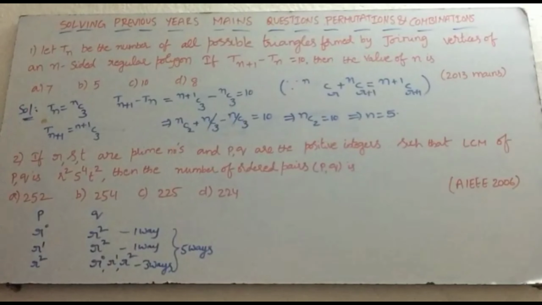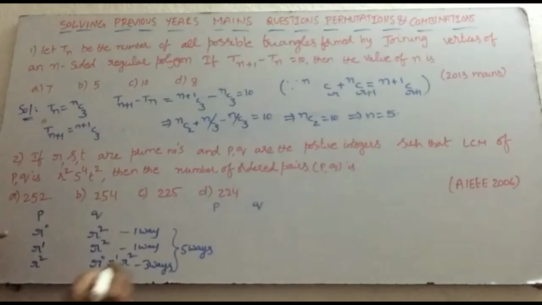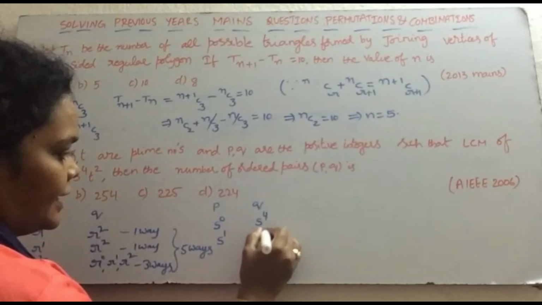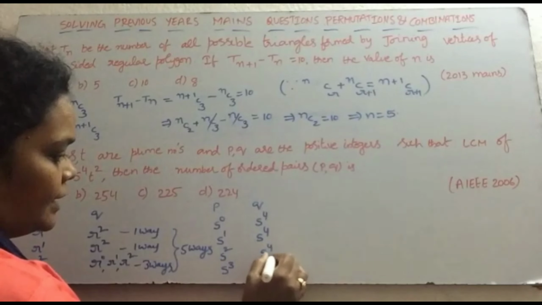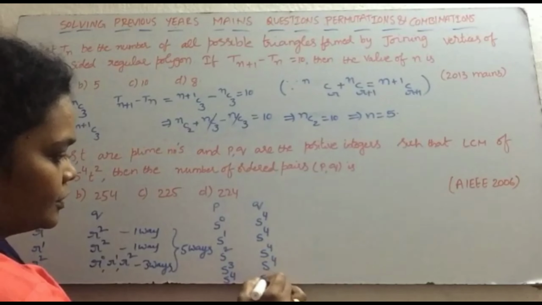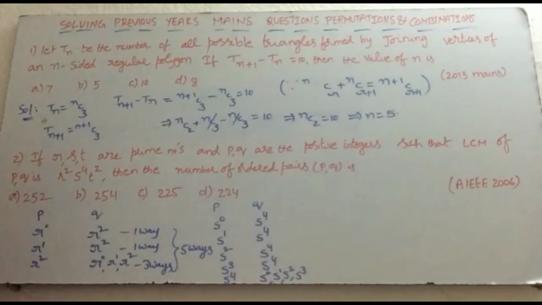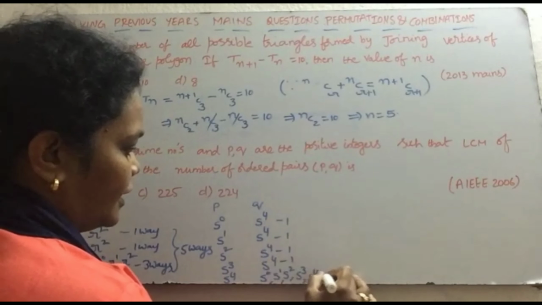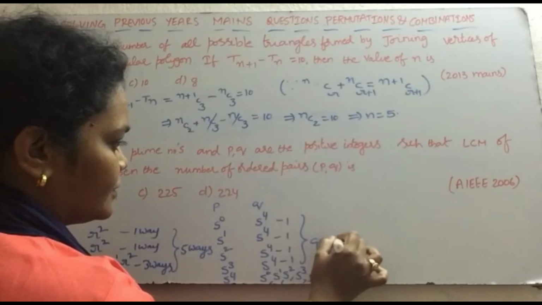Similarly for S, I will take P as S power 0 with Q as S power 4, S power 1 with S power 4, S square with S power 4, S cube with S power 4, and S power 4 with S power 0, S power 1, S square, S cube, and S power 4 also. So here one way, one way, one way, and 4 ways. Total 9 ways.